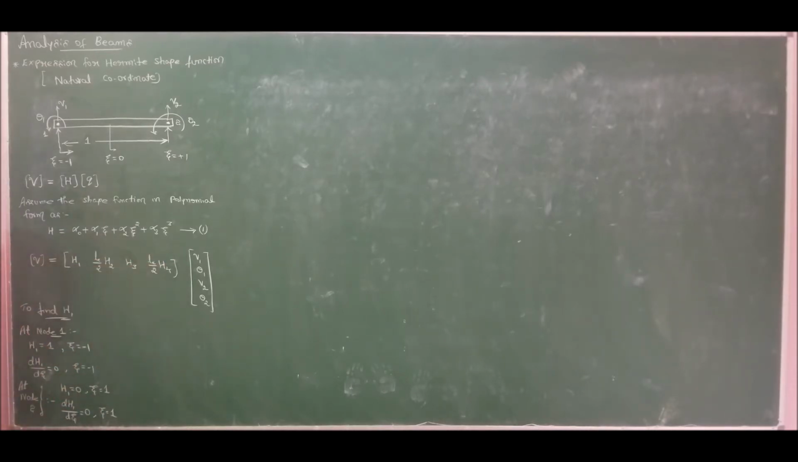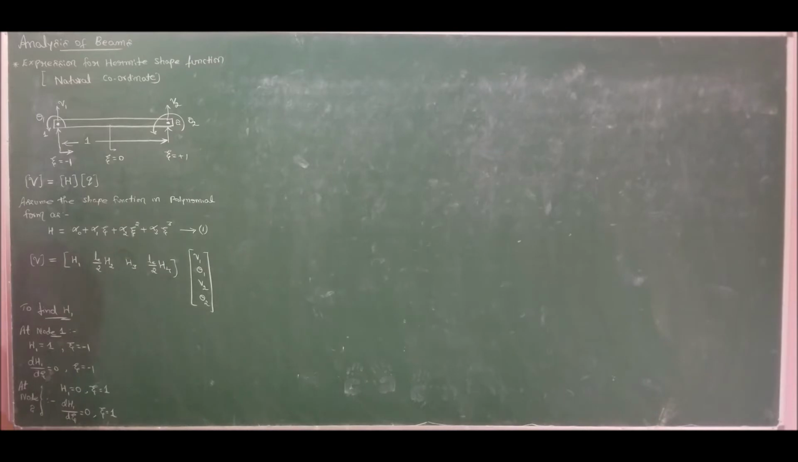h1 corresponds to v1, so h1 is equal to 1 at node 1, whereas the derivative corresponds to theta 1 at node 1. Therefore h1 does not correspond to theta 1, hence it is equal to 0. The value of the Hermite shape function is 0 at node 2, its derivative is also 0 at node 2, and the values of zeta are -1 and +1 at node 1 and node 2 respectively.